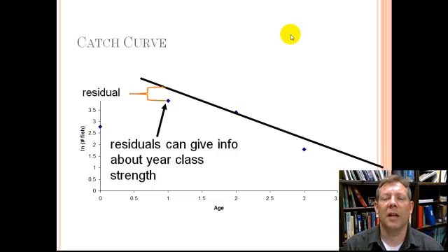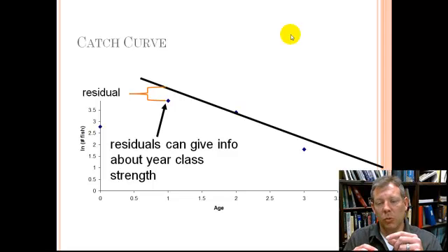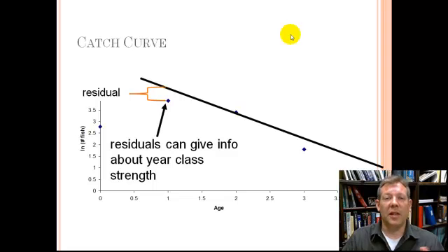If you recall from your stats, a residual is the difference between the data point and the actual line fit to those data points, right? And the better the line fits the points, the smaller the residuals, so on and so forth. Linear regression is based upon the least square residual lines. So the line that linear regression gives you is the line that minimizes these residuals, but there's still going to be some residuals, right? And those residuals from a catch curve can give you information about year class strength, right?